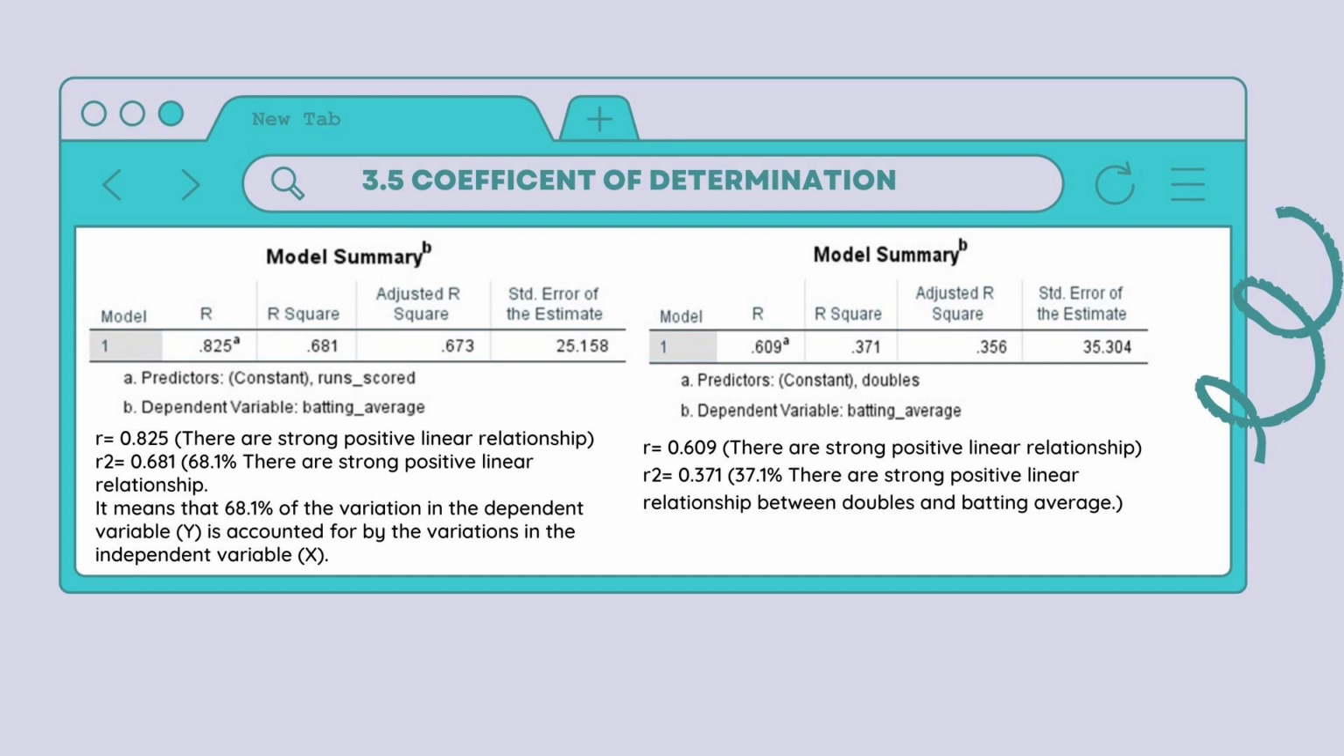For the doubles predictor, the R obtained is 0.609, which shows there is a strong positive linear relationship, and the R square obtained is 0.371, which means 37.1% strong positive linear relationship between doubles and batting average.